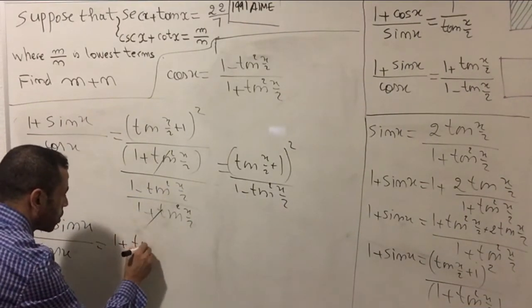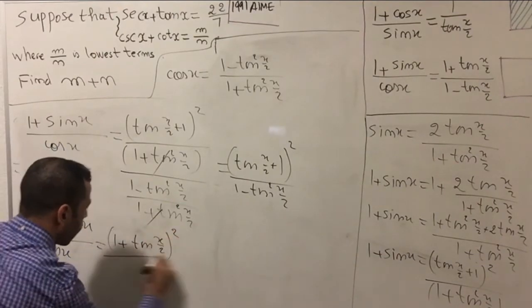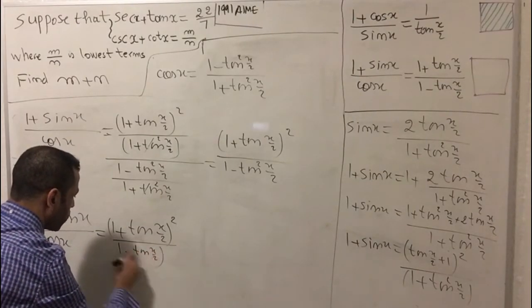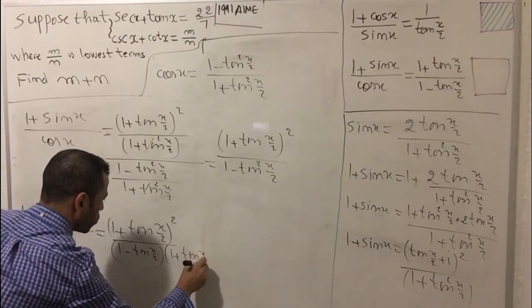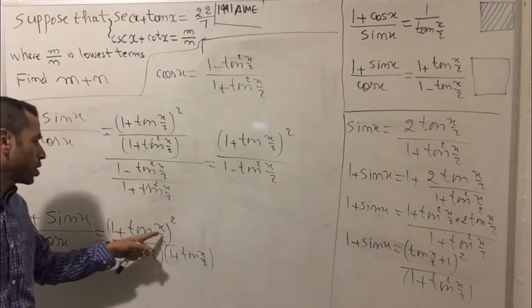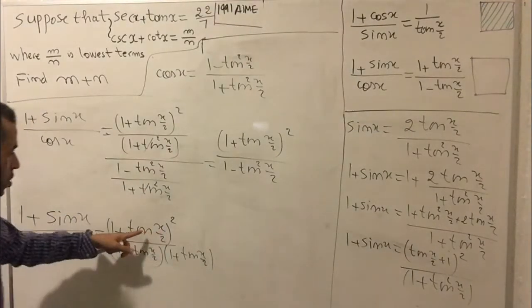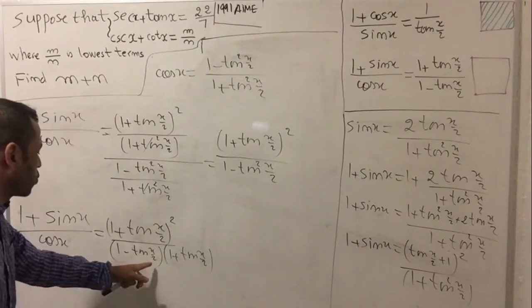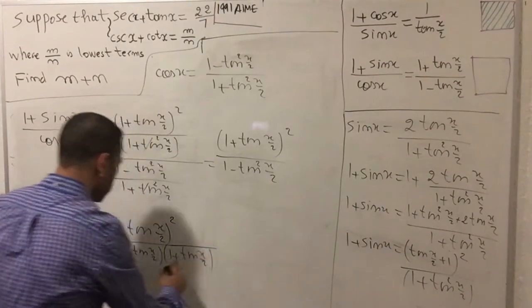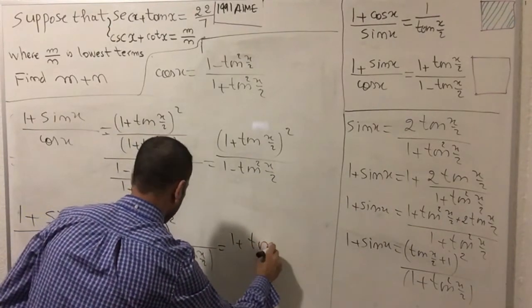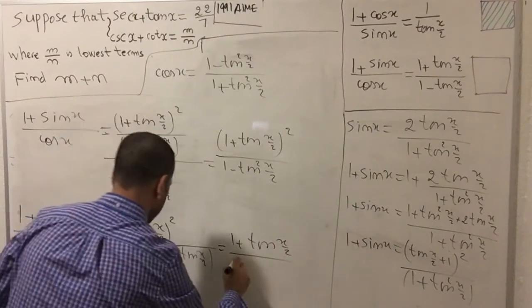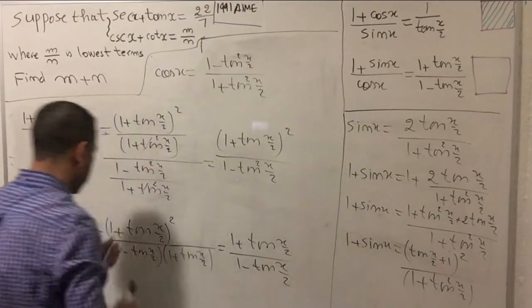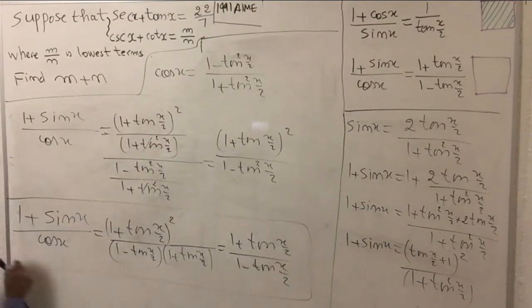1 plus tangent x over 2 quantity square over, I'm going to factor this one, so 1 minus tangent x over 2 multiplied by 1 plus tangent x over 2. One of the 1 plus tangent x over 2 factors will be cancelled out because the numerator has 1 plus tangent x over 2 squared. In the bottom we have 1 minus tangent x over 2 multiplied by 1 plus tangent x over 2. Okay? So I will have 1 plus tangent x over 2 divided by 1 minus tangent x over 2. Now my identity is verified.